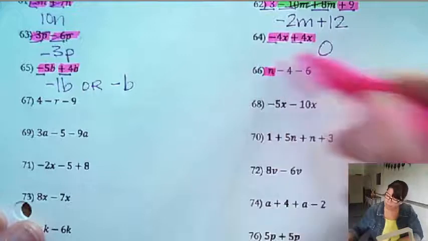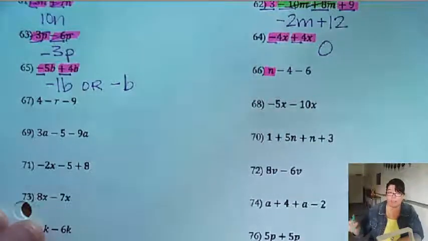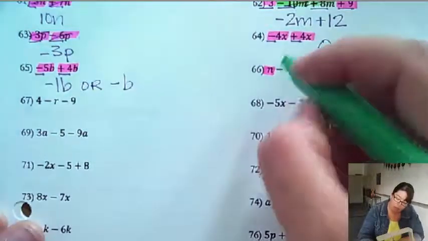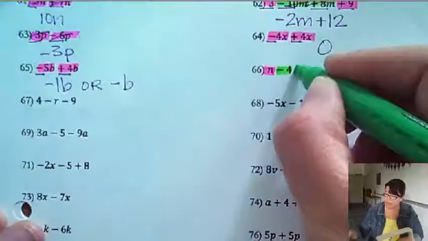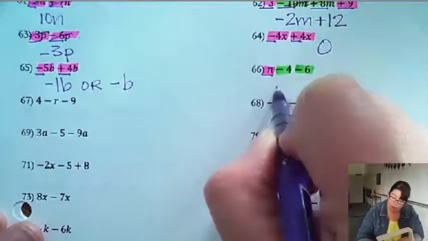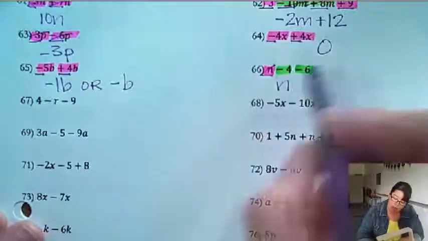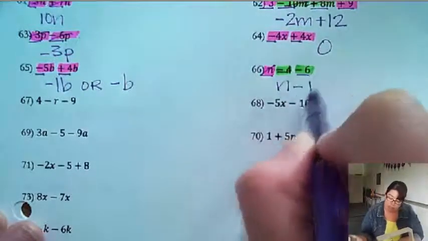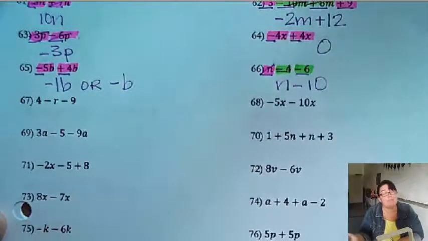Variable term, the coefficient of 1. It's not written because it's kind of like, duh, you wrote the variable there, so of course you have 1. Then you have a constant term of negative 4 and a constant term of negative 6. So let's see, start with your variable. I only have one n, and negative 4 and negative 6 makes negative 10. So there we go.